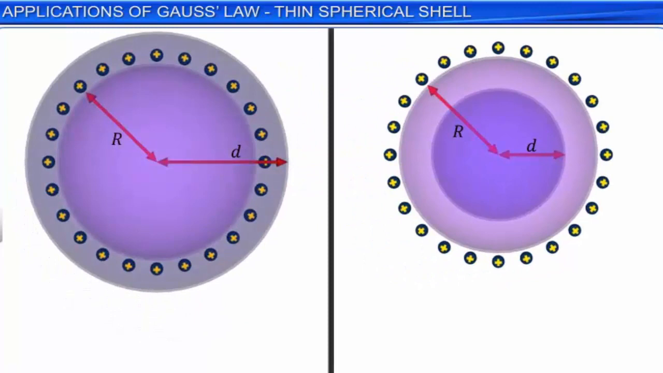Thus, for all distances d from the center of the spherical shell, which are greater than its radius r, the magnitude of the electric field strength E due to the uniformly charged thin spherical shell is given by E equal to 1 by 4 pi epsilon naught q by d square. For all distances d from the center of the spherical shell, which are less than its radius r, the magnitude of the electric field strength E due to the uniformly charged thin spherical shell is 0.